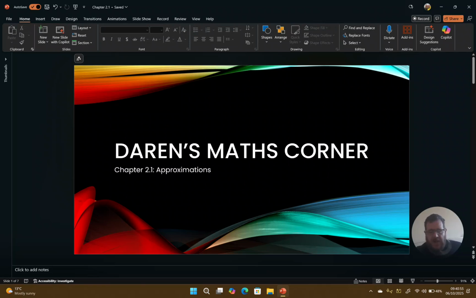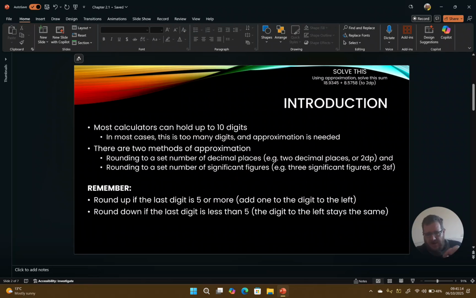And in this part of the chapter we're going to be looking at approximations, because a calculator can only hold a certain number of digits, usually between 8 to 10 digits to be more precise. But that would be seen as too many digits, and you'd need some form of approximation with that aspect taken into place.